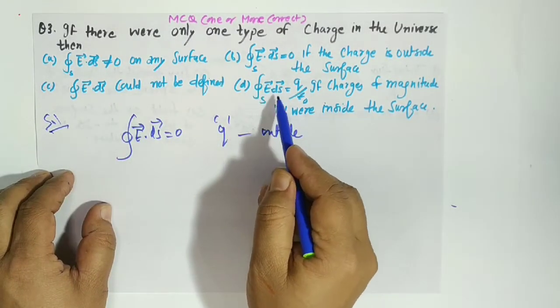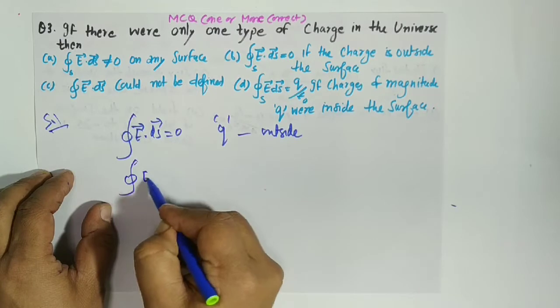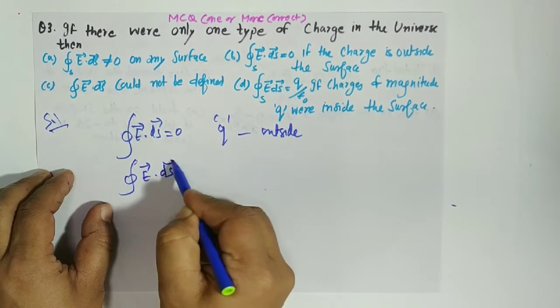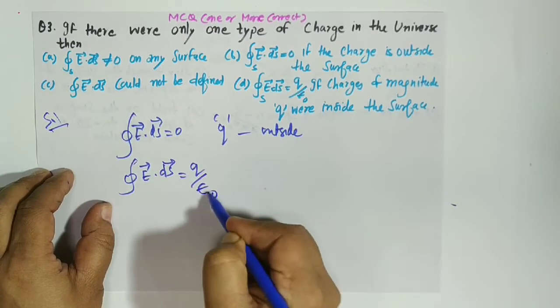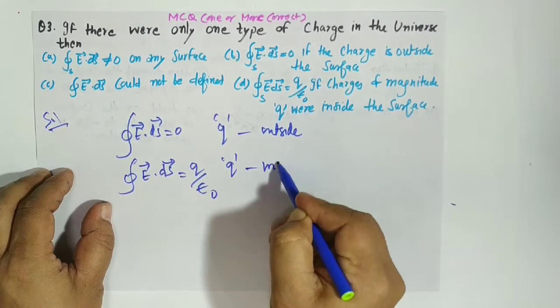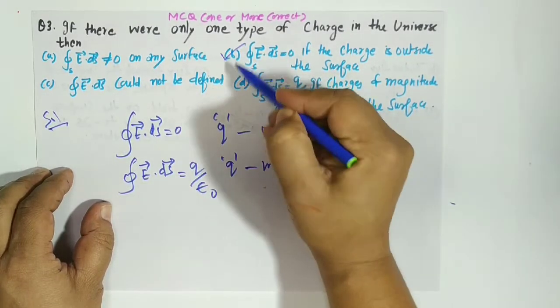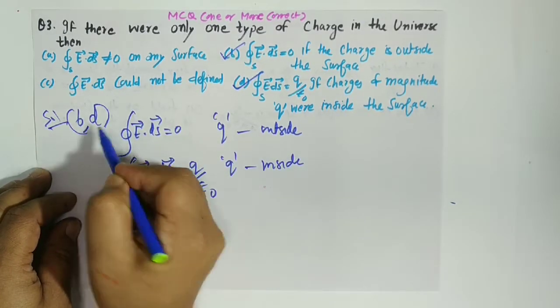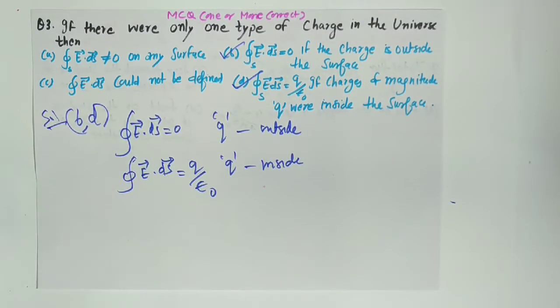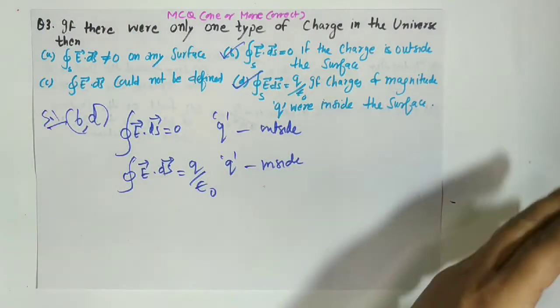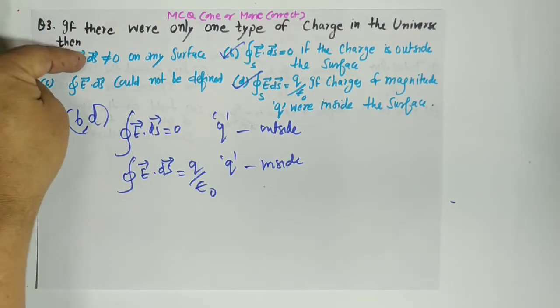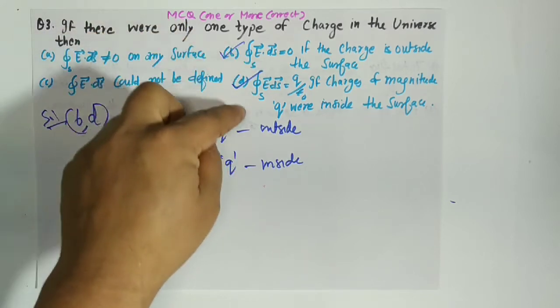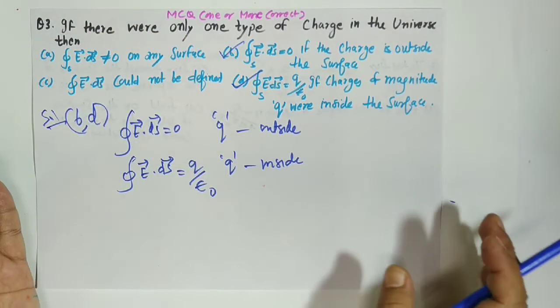Then come to the D option. E dot ds is Q by epsilon naught, if Q is inside. So that means B and D both are correct. So the answer here, more than one option, the answer is B and D. So very simple. If there were only one type of charge in the universe, A and C are not the right answer, but we know that B and D, we have already done in Gauss law these concepts.